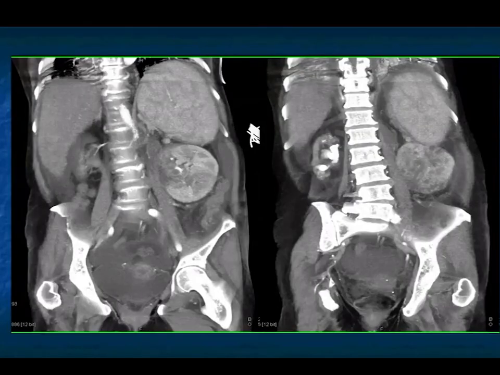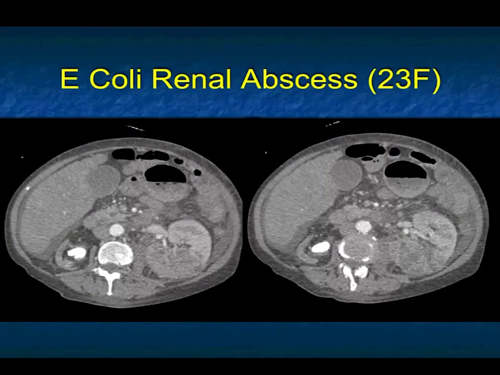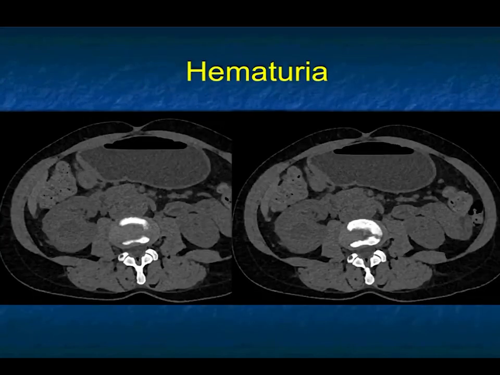Here it is on the 3D coronal views, the atrophic right kidney, the big left kidney with patchy decreased enhancement. A really nice example of acute pyelonephritis, which in this case was due to E. coli, a common pathogen. Next case, hematuria.